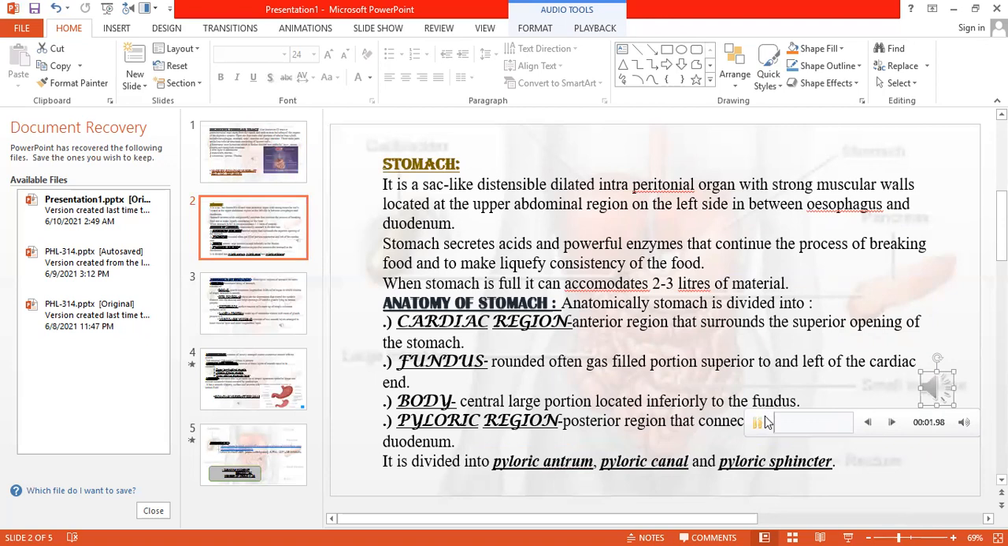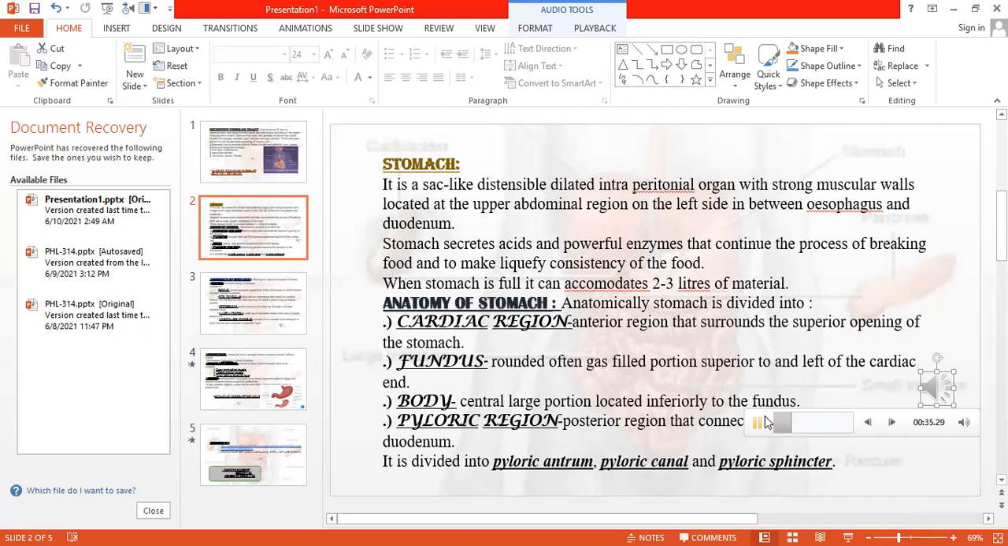Now, let's have a look at the anatomical and histological features of the stomach. What is the stomach? The stomach is a sac-like distensible organ with strong muscular walls. Here I have used the word distensible, which means it can be stretched up to some extent, or it has the capability of elasticity due to the presence of strong muscular walls.